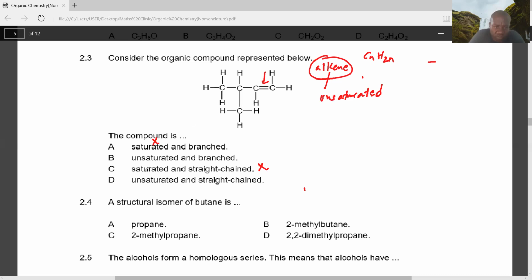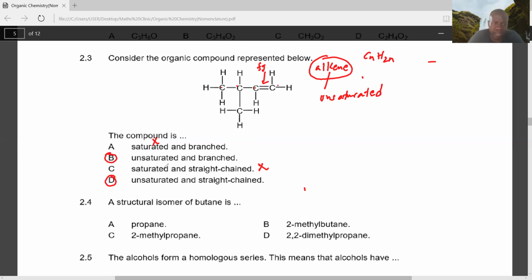Now it means you have to choose between B and D. But if we look at this, if we choose the longest chain, what are we going to have? It will be the one in which you have to include the functional group. So you're going to have 1, 2, 3, 4, and 1, 2, 3, 4. So 1, 2, 3, 4 as the longest. You see that if we choose the longest chain, it will have a branch.